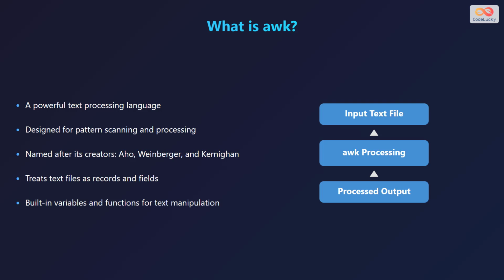Awk is a powerful text processing language designed for pattern scanning and processing. The name awk comes from the initials of its creators, Aho, Weinberger, and Kernighan. Awk treats text files as a series of records and fields, making it easy to extract and manipulate data. It includes built-in variables and functions that simplify common text manipulation tasks.